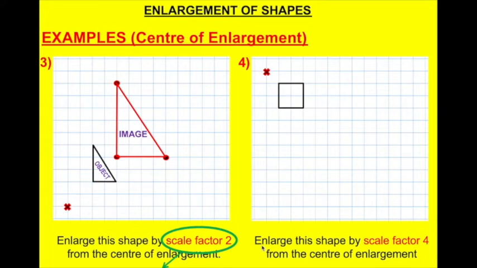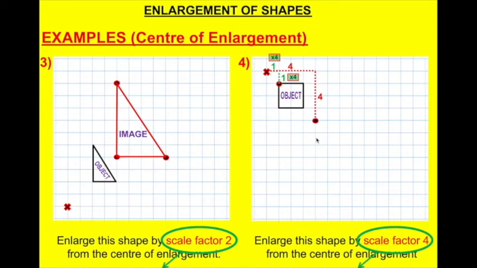The instruction says enlarge this shape by scale factor 4 from the center of enlargement. So meaning you multiply each length by 4. Given the center of enlargement, let's pick a point. Let's pick that point there, and if we count from the center of enlargement, that is 1 unit to the right and 1 unit down. So that becomes 4 units to the right and 4 units down. So that is the new point on the image.